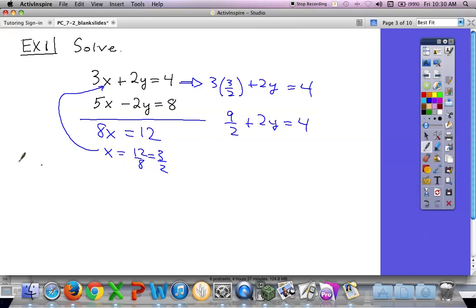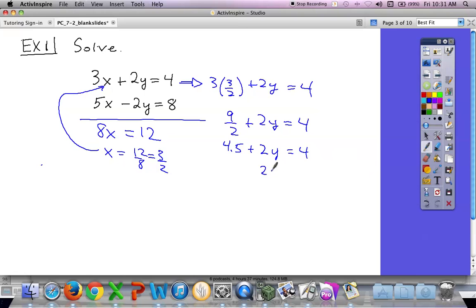You don't have to, but if it helps you, you could multiply everything by 2 to get rid of the denominator. I would say that's probably a good idea, but if you want to just make that 4.5, let's do it that way this time. It doesn't make any difference. So I'd say this is 4.5 plus 2Y equals 4.